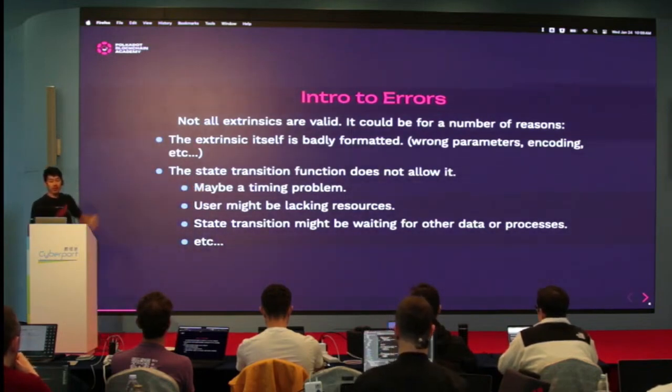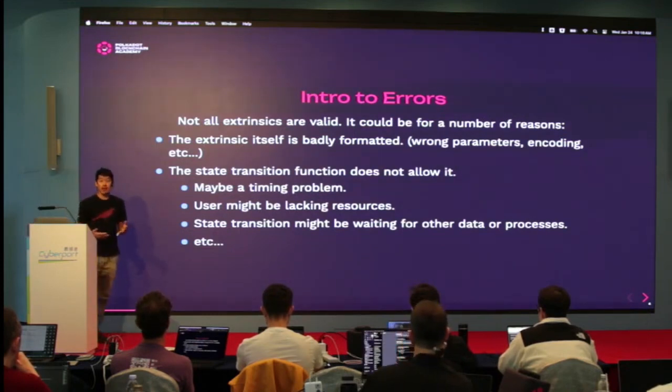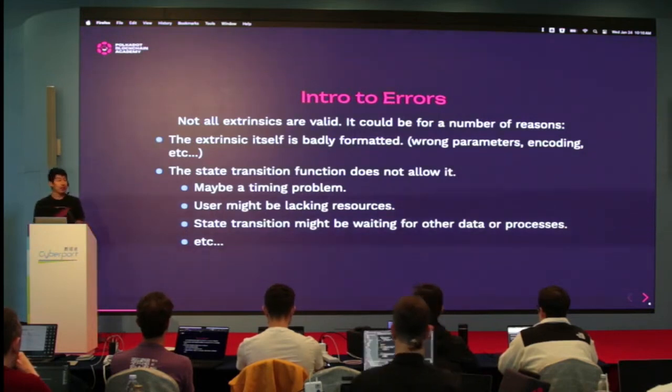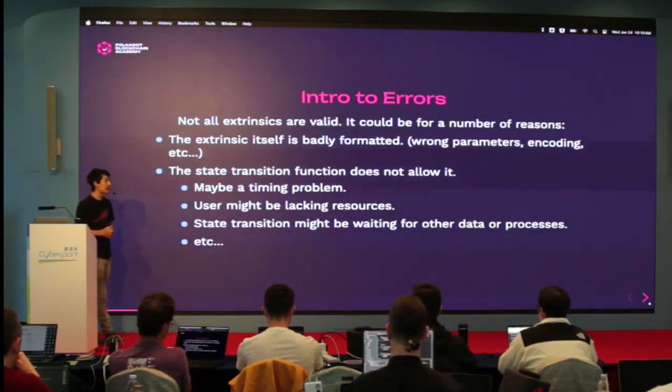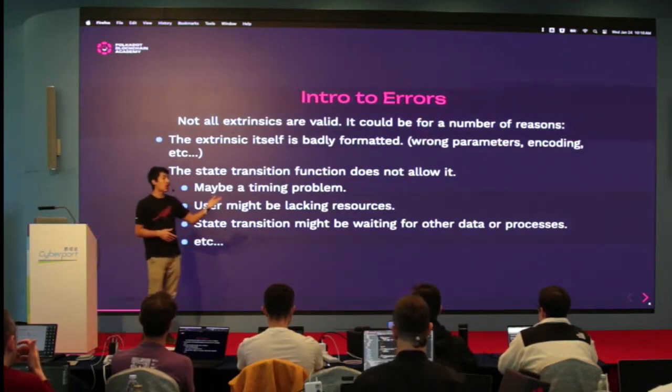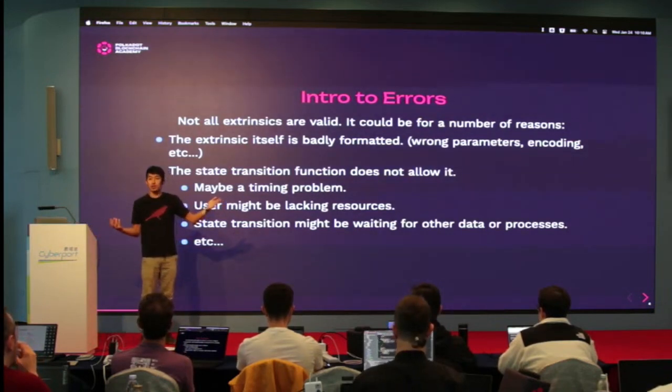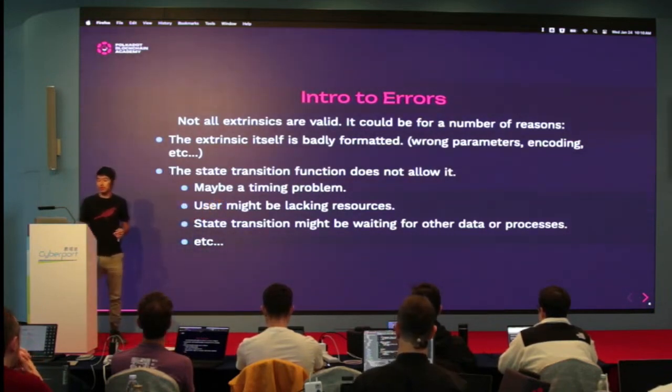Yeah, so again, the state transition function might not allow something. Maybe it's a timing problem, like you're trying to close a proposal too early. It might be a lack of resources. Maybe you don't have enough funds to pay for a transaction. It could be that the state transition might be waiting on other processes or other data. For example, if I want to submit a call, I'm still waiting for the pre-image of the call or something like that. A million reasons why you can imagine something goes wrong.